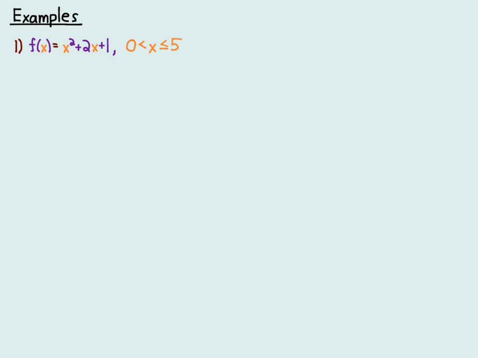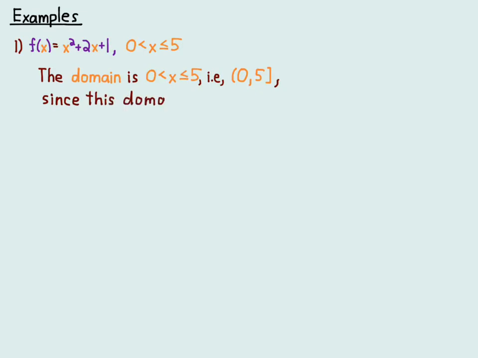X is greater than 0 and less than or equal to 5. If the domain is given, then that's the domain. None of those rules on the previous page apply. So the domain is x is greater than 0 and less than or equal to 5, or open paren, 0, 5, close square bracket, right? And that's just because it's given. So it's kind of a trick question, just to see if you understand.